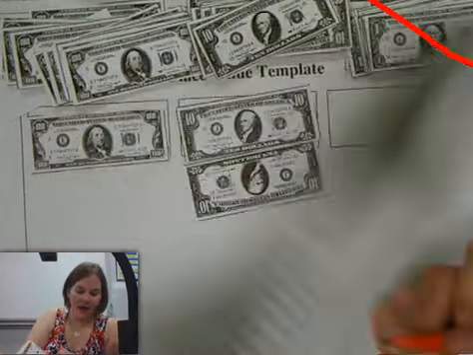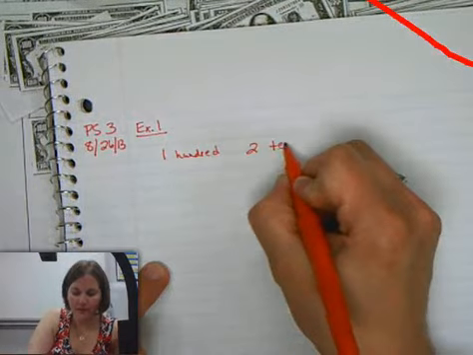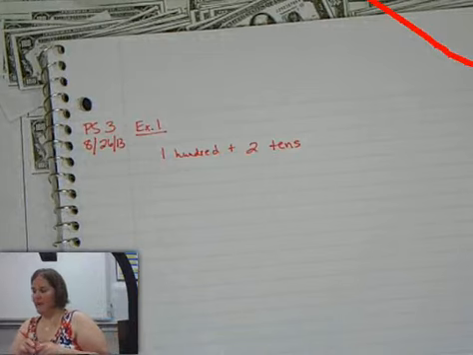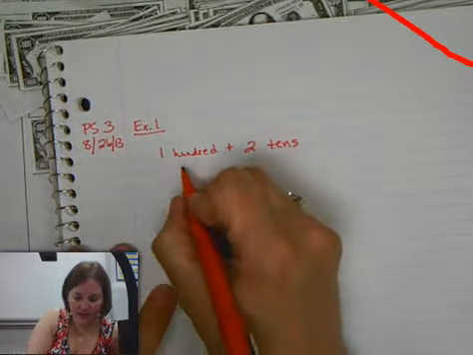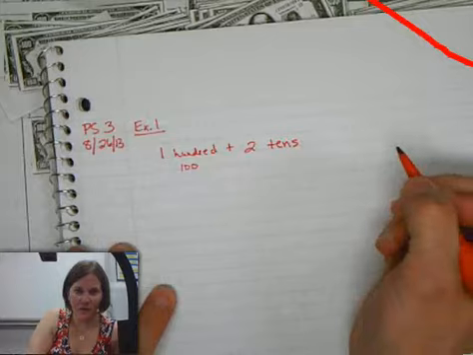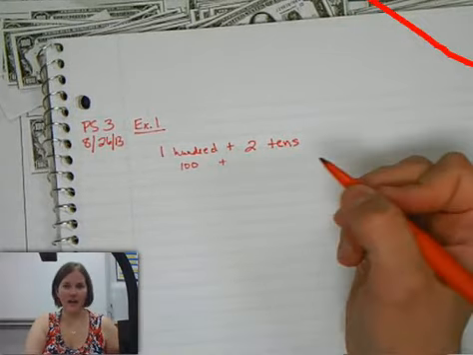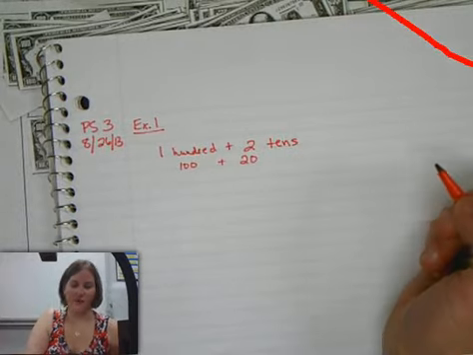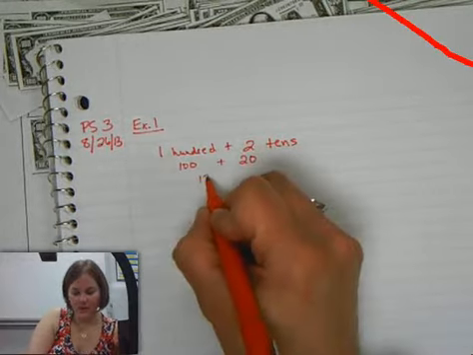So I know I have 100, and I also have 2 tens, looking back. So I have 100 plus 2 tens. That's expanded form. Or I could also write with digits 100 plus whatever 2 tens is worth, and 2 tens is really worth 20. So I'd say 100 plus 20. Okay? Both show the number 120.